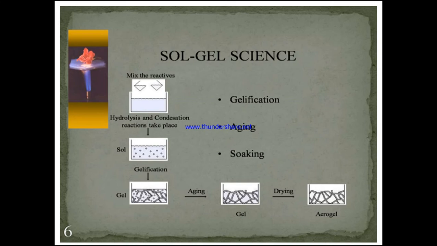In the first type, the gel is heated under supercritical condition. Supercritical is nothing but heating the gel above its critical temperature, so that the gel is subjected to temperature and pressure above the critical point. When we heat above the critical temperature, we get aerogel material, which is a nano-sized metal oxide.